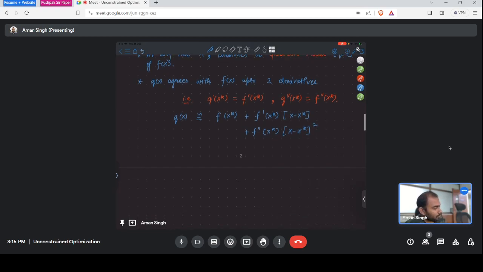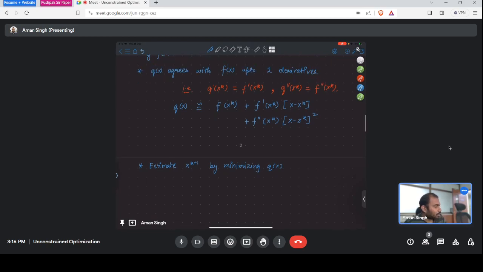Now we estimate xk plus 1 by minimizing q(x). So what we do is we try to minimize q(x) here. We approximated f(x) and now we will minimize q(x), and through that we'll get xk plus 1. So what does minimizing mean? We'll take the derivative. xk plus 1 is where this gets minimized, so the derivative of q(x) at xk plus 1 is 0.